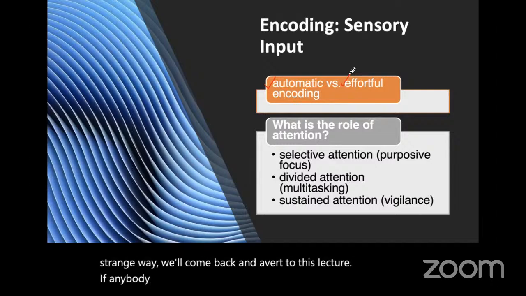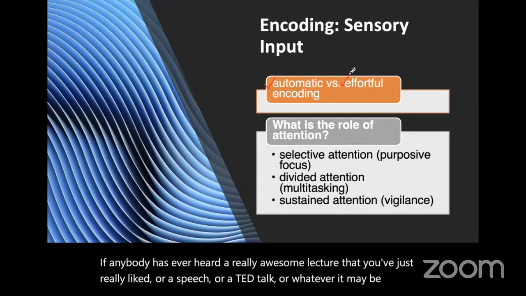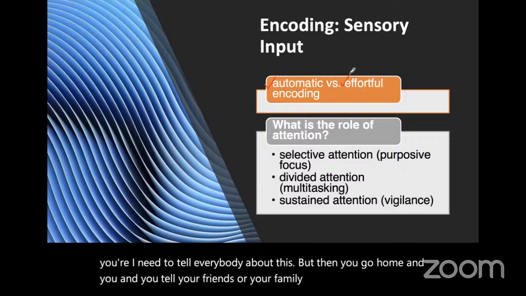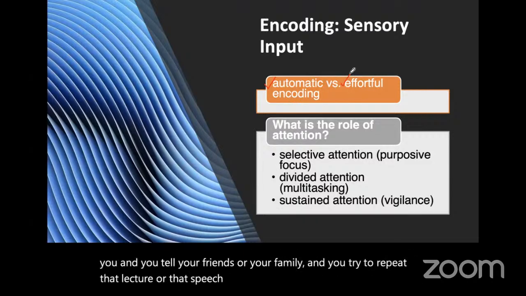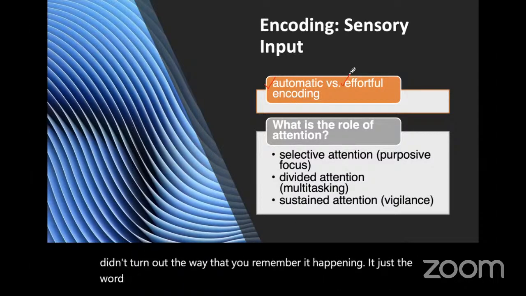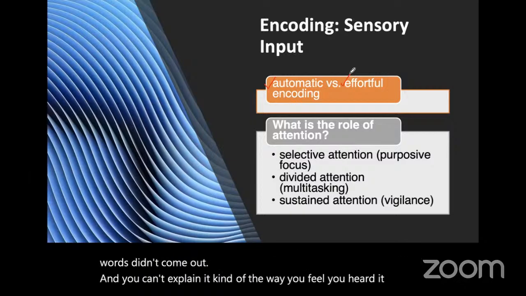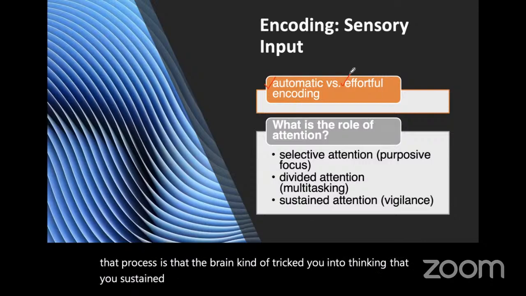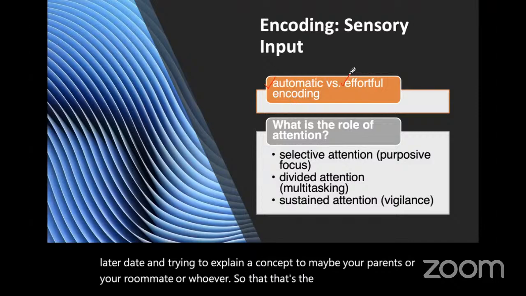If anybody has ever heard a really awesome lecture that you've just really liked, or a speech or a TED talk or whatever it may be, and you're like, gosh, I need to tell everybody about this. But then you go home and you tell your friends or your family and you try to repeat that lecture or that speech, and you kind of get disappointed because it didn't turn out the way that you remember it happening. The words didn't come out and you can't explain it the way you feel you heard it. This is that process: the brain tricked you into thinking that you sustained attention and you understand it completely, but it's not remembering components when you're trying to recall it at a later date and explain a concept to maybe your parents or your roommate or whoever. So that's the issue we have with sustained attention. Okay.